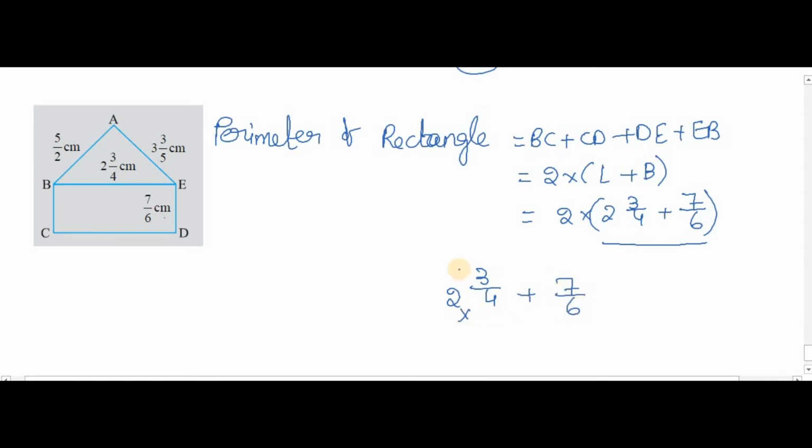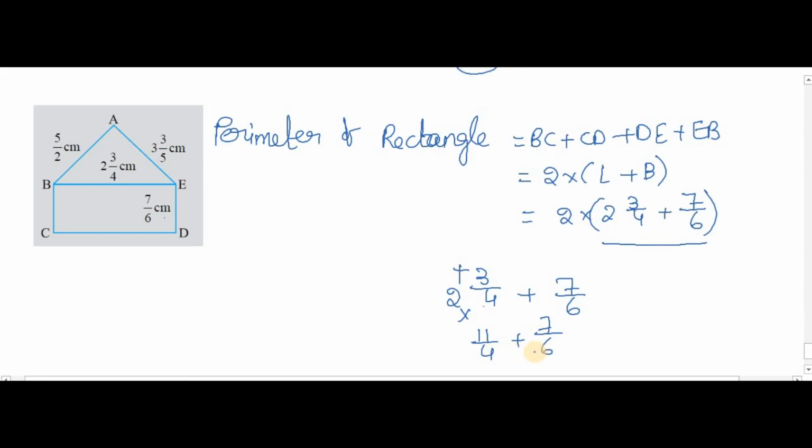Of course, here we have a mixed fraction. This mixed fraction can be converted into an improper fraction using the symbol into plus. Multiply the whole number with the denominator: 4 times 2 is 8, plus 3, so 11/4 plus 7/6. So here also I got two unlike fractions.